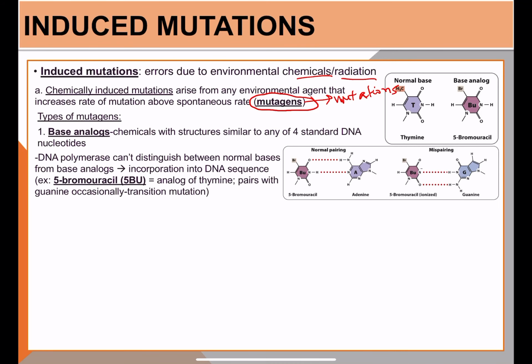So one type of mutagen are called base analogs. What these are is that they are chemicals with structures very similar to any of the 4 standard DNA nucleotides. So for example, you have thymine as your normal base here, but sometimes there's a base analog called 5-bromouracil. Even though they're completely different chemicals, as you can see, there's a bromine there, okay? And this is a T versus your 5-bromouracil, okay? But structurally, if you look at it chemically speaking, it is almost similar between these two bases.